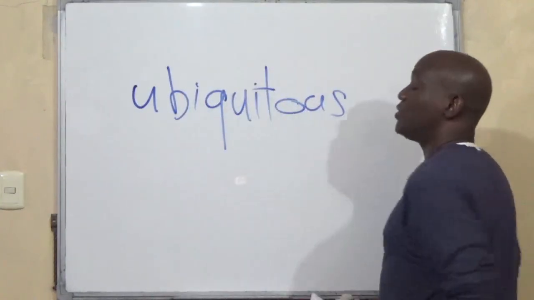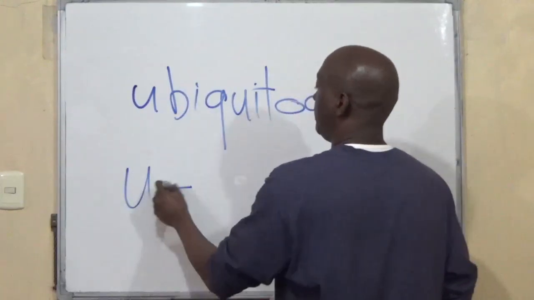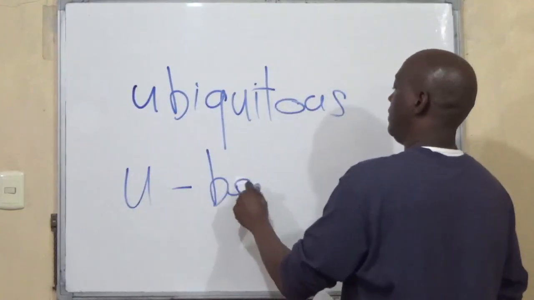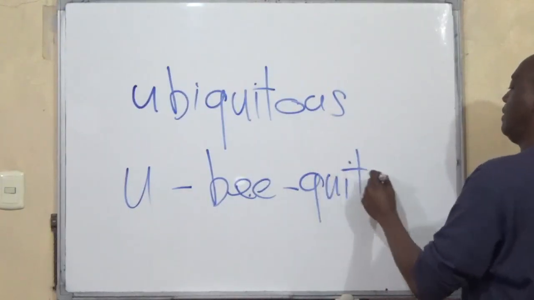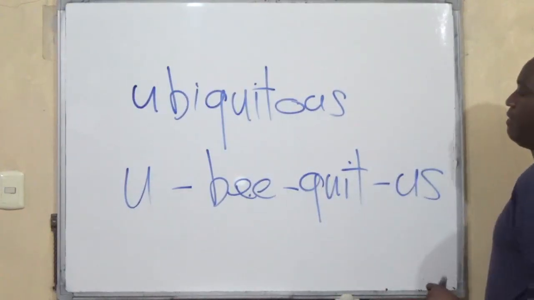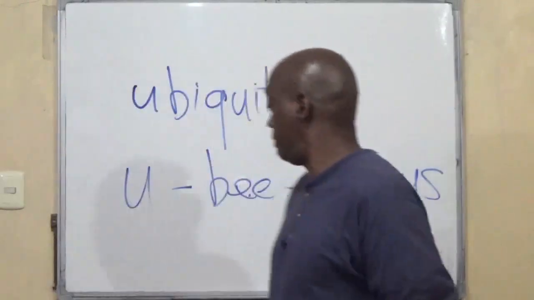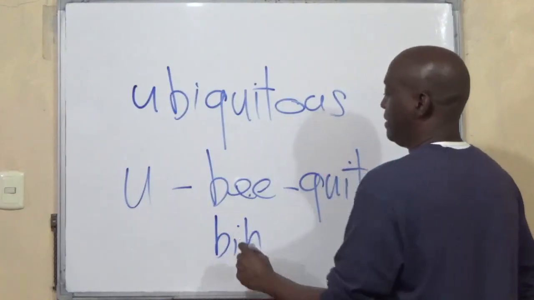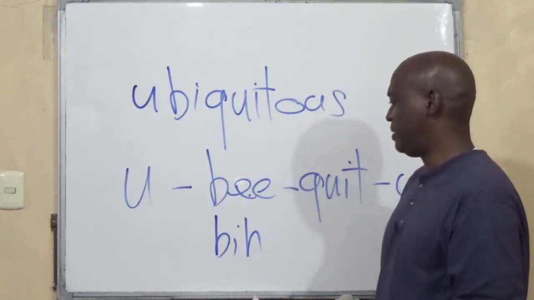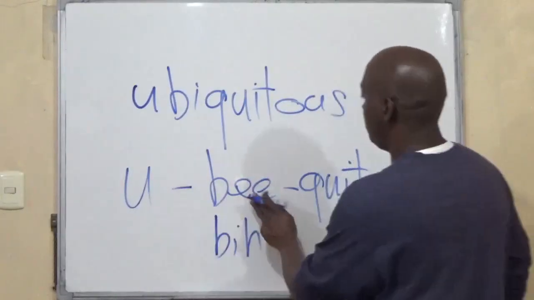U-B-I-Q-U-I-T-O-U-S. If you're not sure about the pronunciation, it's ubiquitous. Yeah? Right, that's the pronunciation. Or, if you want to be a little more posh, you can say it a slightly different way. Ubiquitous. Let me change that.